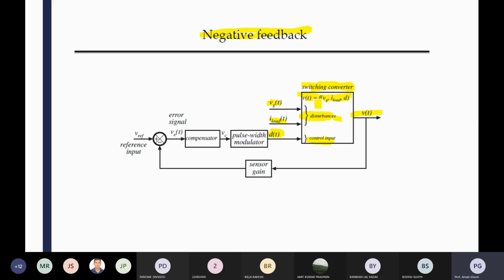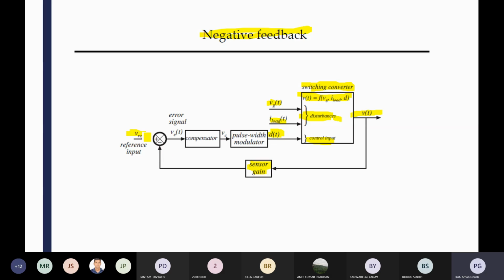That output voltage is a function of the input voltage, output load current, and duty ratio, and that output is sensed by a sensor gain. After passing through the sensor gain, you will get some scaled output.